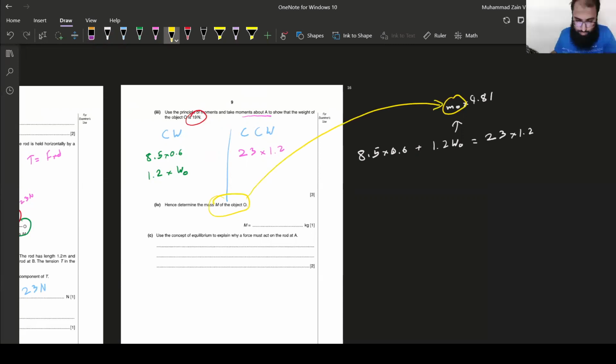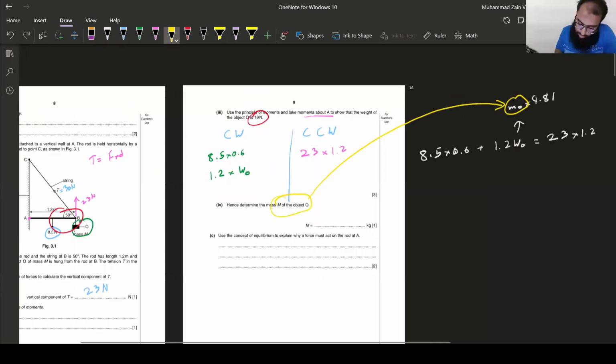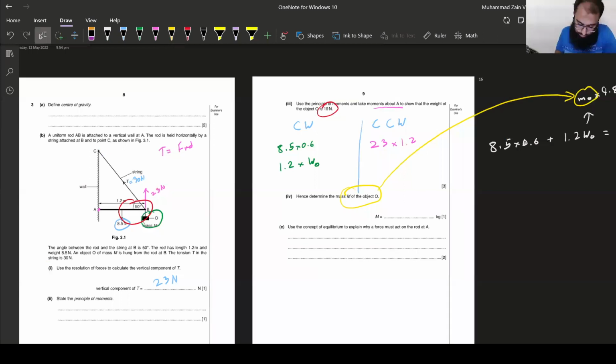Use the concept of equilibrium to explain why a force must act on the rod at A. Can someone tell me why there is supposed to be a force acting at point A? For equilibrium to be attained, the resultant force and the moment should be zero. So there should be a horizontal component which should act to balance the forces shown, opposing the horizontal component of the tension.